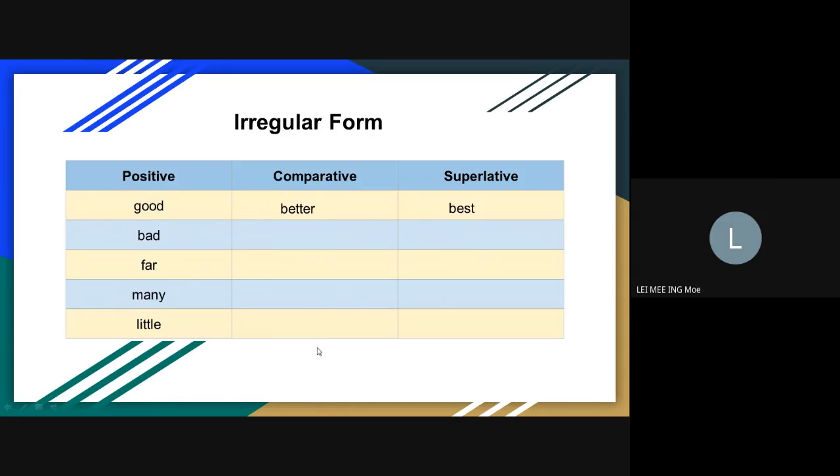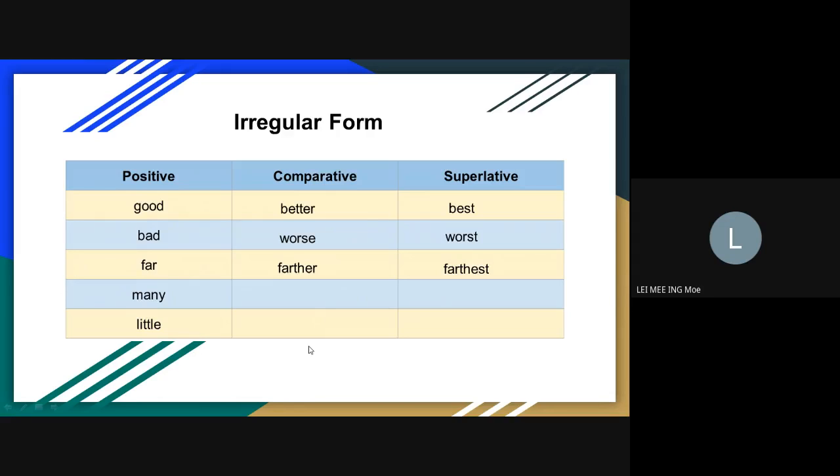How about bad? Comparative form for bad. We have bad, worse, W-O-R-S-E, and then superlative form, the worst. So bad, worse, and worst. Far, the comparative form for far, farther, and farthest. So sometimes we can see further and furthest, right? Actually, farther and further, the same meaning. Both can be used. So far, further, furthest, far, farther, or farthest. The same. All right, next one.